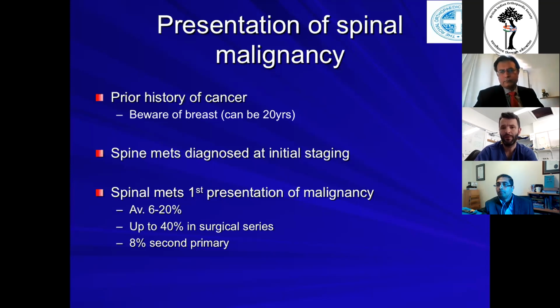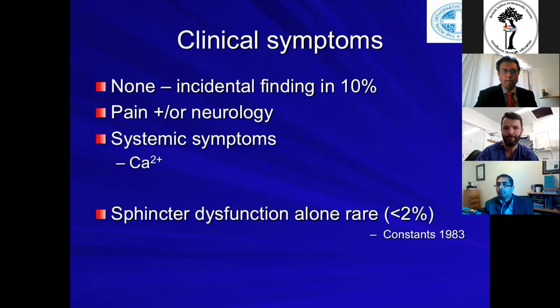Some of the papers quote between 6 and 20%, and in surgical patients, where we're getting referred them, it can be up to 40%. But beware, as I said, 8% of these, according to the papers, can be a primary cancer, or a primary spinal tumour. So what are the clinical symptoms?